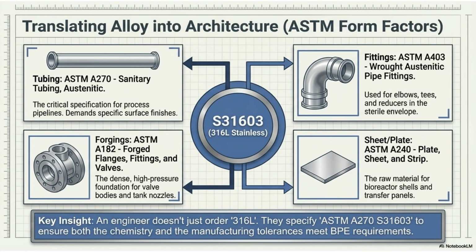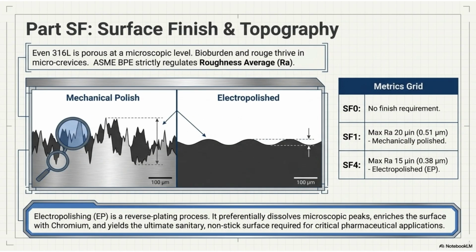Engineers translate these alloys into architecture using ASTM specifications. By specifying standards like ASTM A270 for tubing or A403 for fittings, they ensure that both chemistry and manufacturing tolerances meet BPE requirements. Surface finish is critical to prevent bioburden.